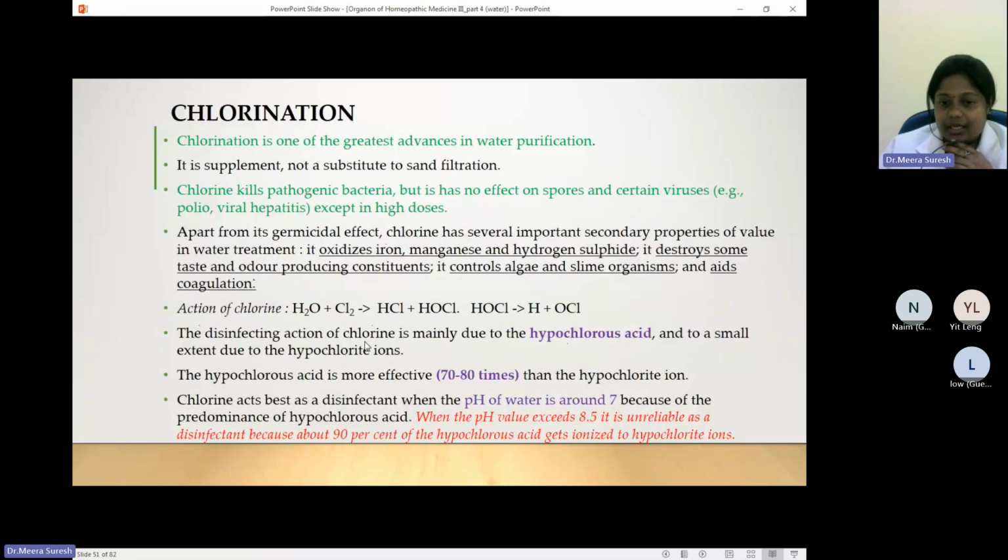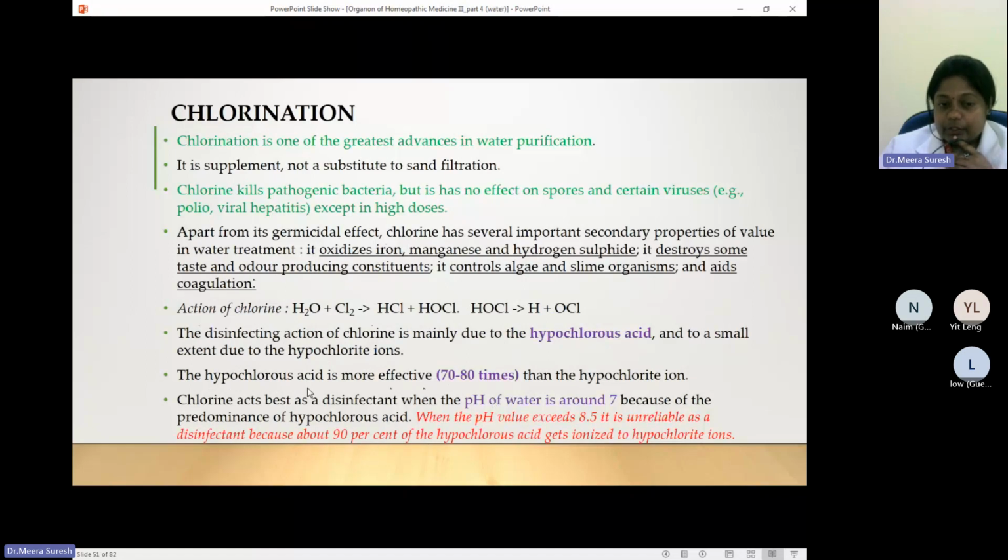Why we are learning this: the disinfection action of chlorine is mainly due to this hypochlorous acid, or HOCl, and to a small extent only the hypochlorite ions. If we are going to quantify, we could say that hypochlorous acid, or HOCl, is 70 to 80 times more effective than the hypochlorite ion. So this is an MCQ that can be asked in case of chlorination: which is more effective in disinfecting water, the hypochlorite ion or the hypochlorous acid? It is the hypochlorous acid.